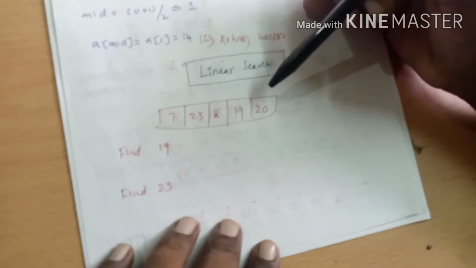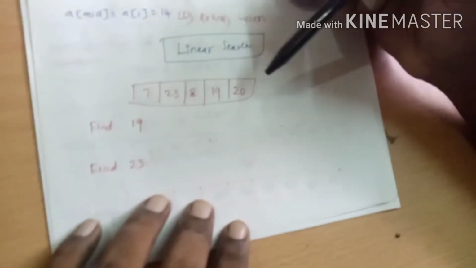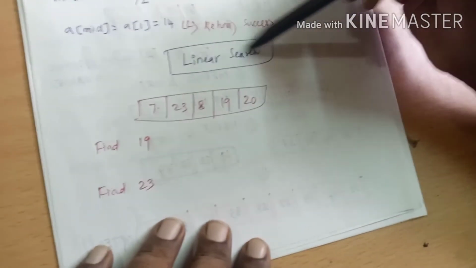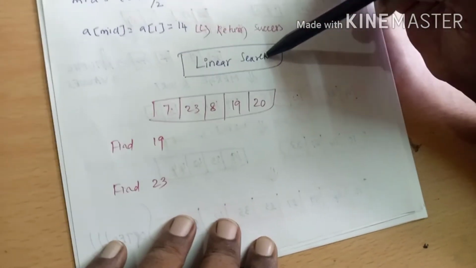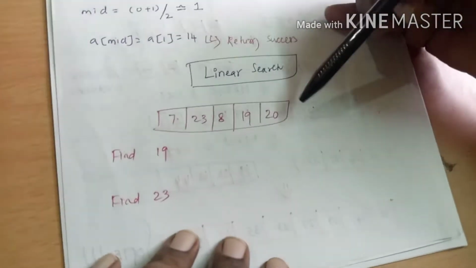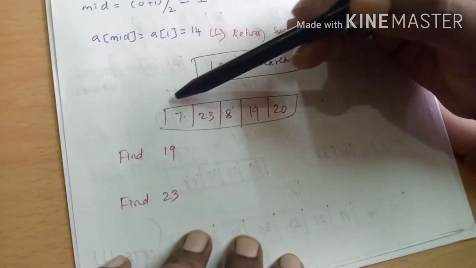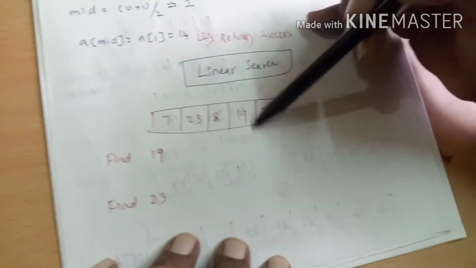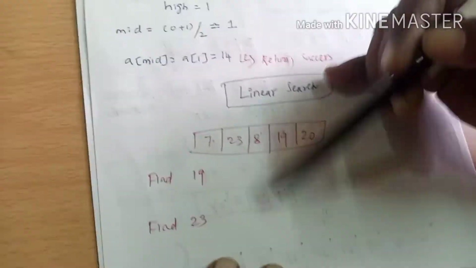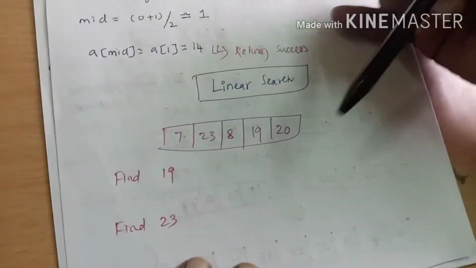Okay, now let's pass on to the next algorithm, which discusses searching techniques. One of the simplest search techniques is the linear search. Searching means searching for one particular element in a given set of elements. So now we have an array of 7, 23, 8, 19 and 20. We are going to apply the linear search algorithm to find whether an element is present or not.